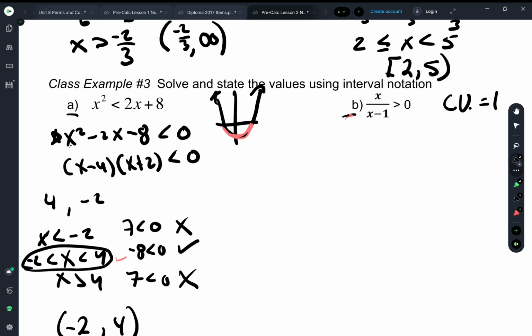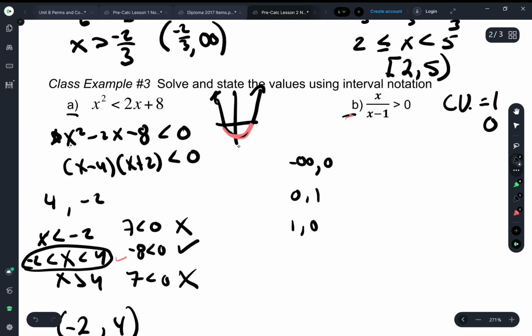What else would be something of interest? 0, because you put 0 on top, you get 0, and that's equivalent to the other side. So good. So we're going to be looking at 1 and 0. So the gaps of values here is essentially negative infinity to 0, 0 to 1, 1 to infinity. Right? That's our sections of values.